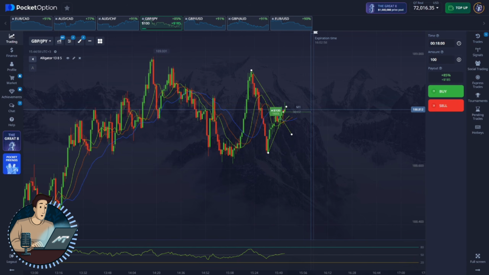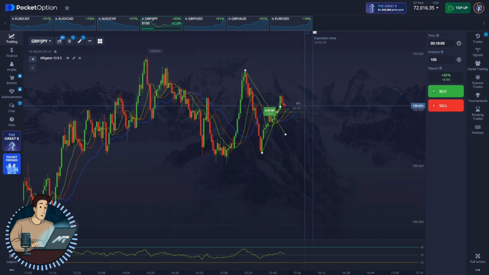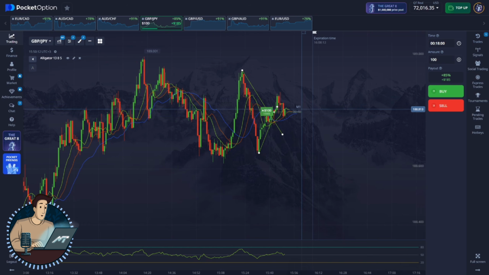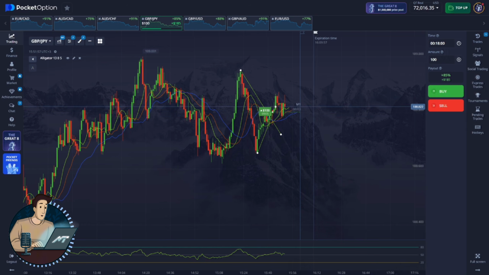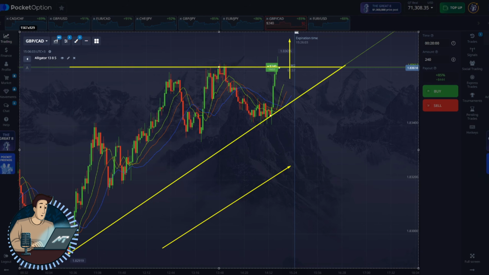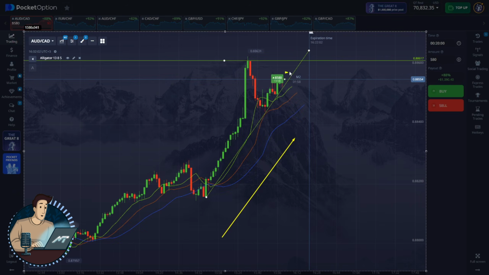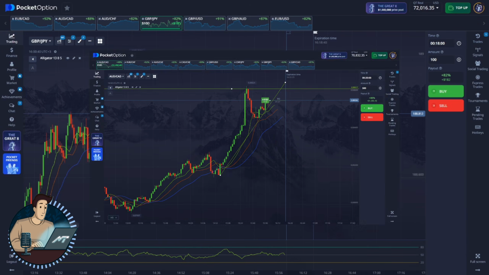The Alligator doesn't give you a precise entry signal. It draws along with price, but it's a powerful filter to avoid random trades. It helps you skip weak moves and only trade when the market actually starts trending. That means fewer trades, but more consistent wins.